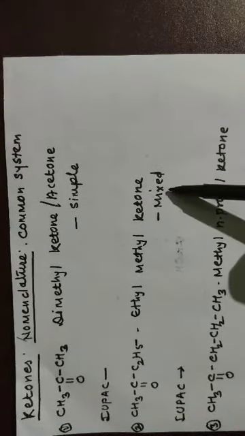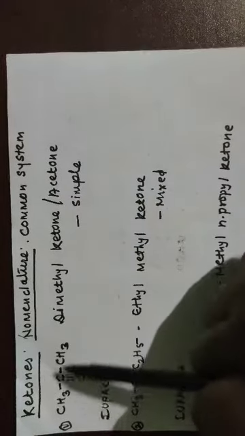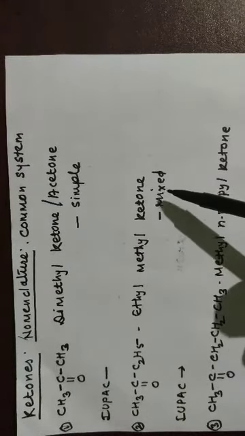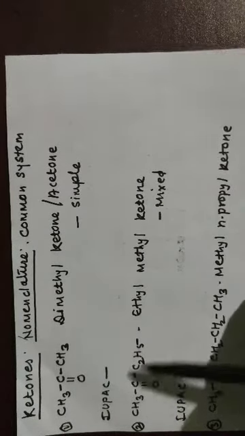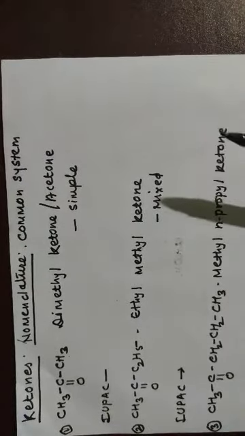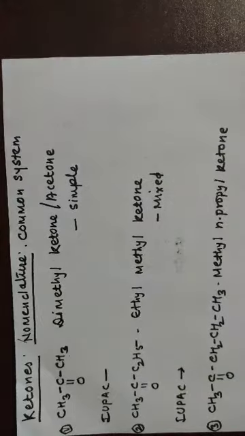There are two types of ketone, simple ketone and mixed ketone. In case of simple ketone, two identical groups or similar groups are attached with the CO group, while in case of mixed ketone, two different alkyl groups are attached with the CO group. Wherever there are identical groups, you are supposed to use the prefix di and then the name of that alkyl group, followed by the word ketone.